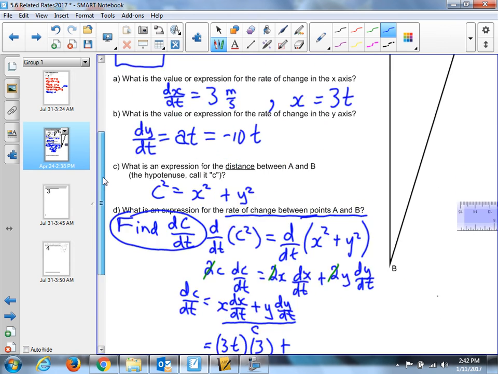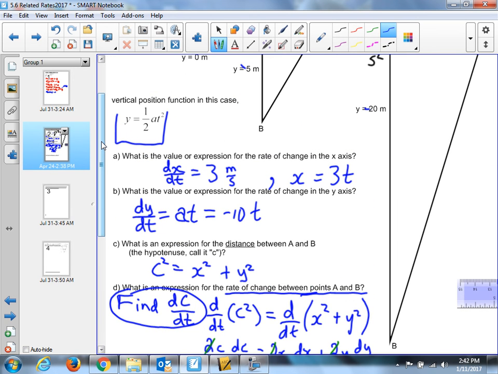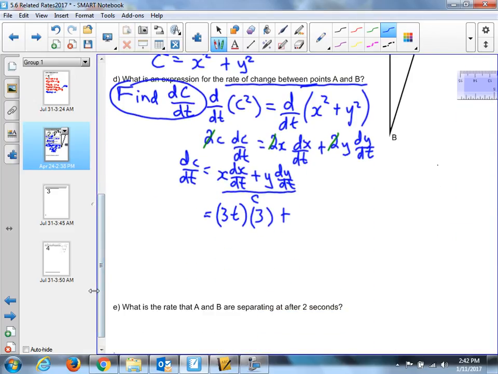So maybe I'll just backtrack here. In our particular case, 1/2 times negative 10 t squared, so negative 5t squared. That's our y expression in this particular case, right? If this was done on Mars, you'd have a different value for gravity. So we're going to use negative 5t squared.